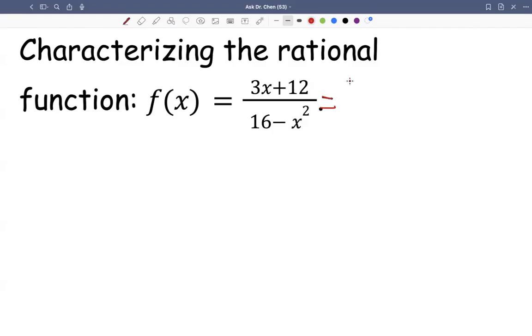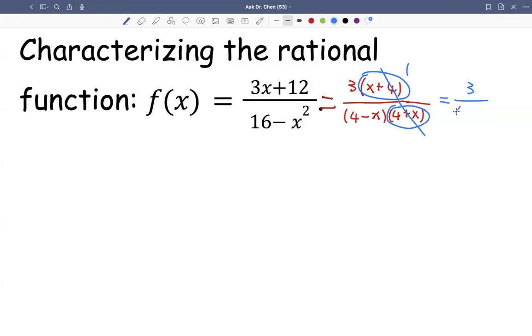The numerator we can factor out 3. Then we have x plus 4, two factors. The denominator, we can factor as 4 minus x and 4 plus x, because 16 is 4 squared, a difference of two squares. So we have common factors in the numerator and in the denominator. The same factor cancels out to be 1. So the function can be simplified as 3 over 4 minus x.